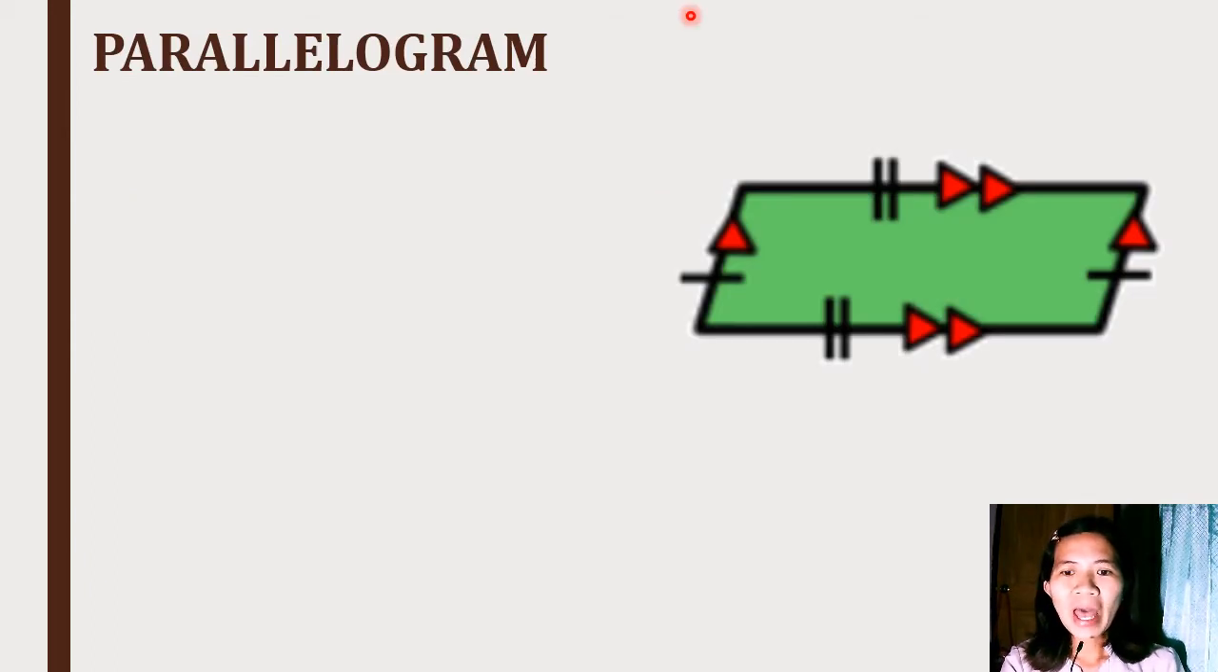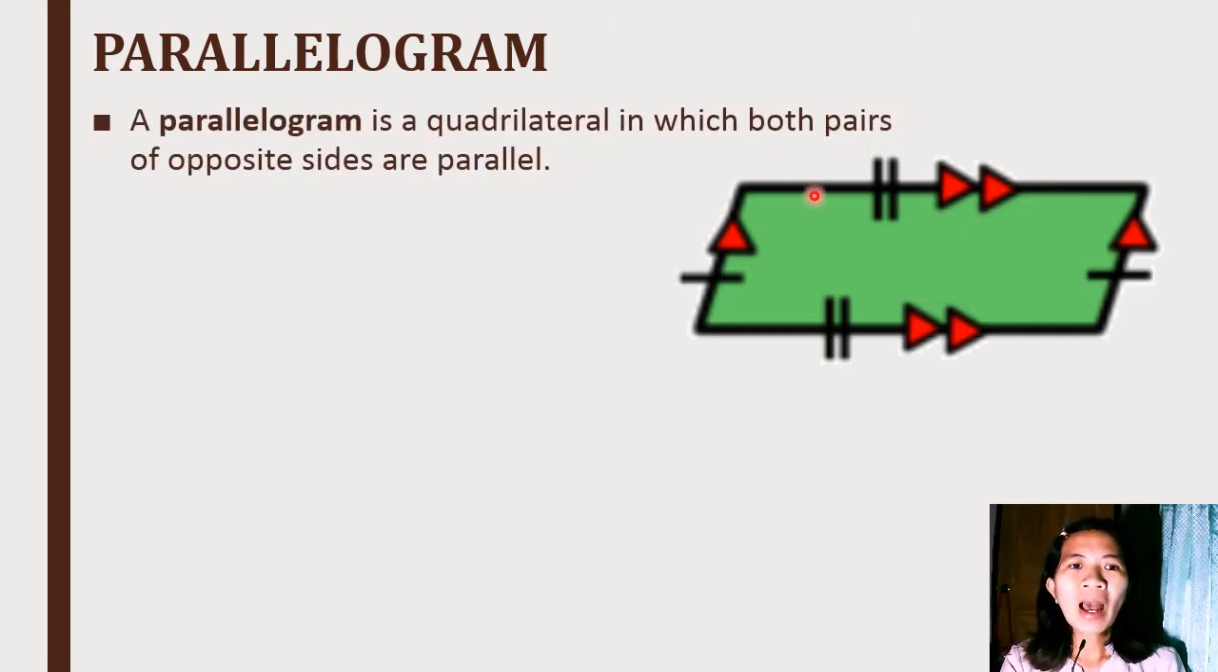Okay, so let's have now the parallelogram. What is a parallelogram? A parallelogram is a quadrilateral in which both pairs of opposite sides are parallel. So we have two pairs of parallel sides, this pair and another pair.